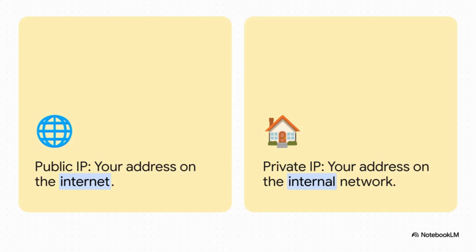And here's where it gets kind of cool. You actually have two addresses. Your private IP is just for your internal home network, all your devices talking to each other. But your public IP, that's your single identity to the rest of the internet. The little bit of magic that connects them is called NAT. Think of it like a receptionist at an office, making sure the mail from the outside world gets to the right person on the inside.